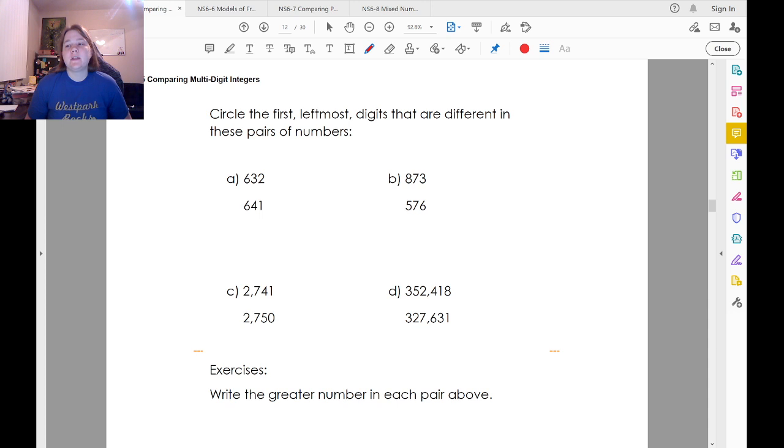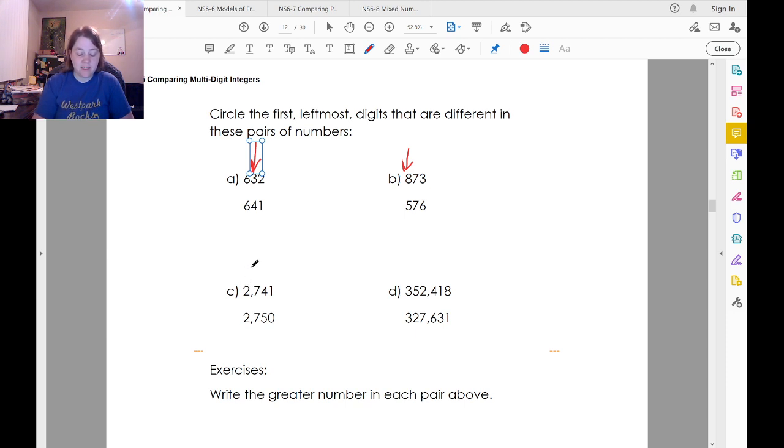They want you to circle the first leftmost digits that are different in these pairs of numbers. So here, 6 is the leftmost digit, but they are the same. So then I'm going to just draw an arrow because, well, we all know how circling works on this. Letter B, it's just going to be the 8 and the 5. Letter C, go ahead and try C and D on your own, and we'll talk about it when we come back.